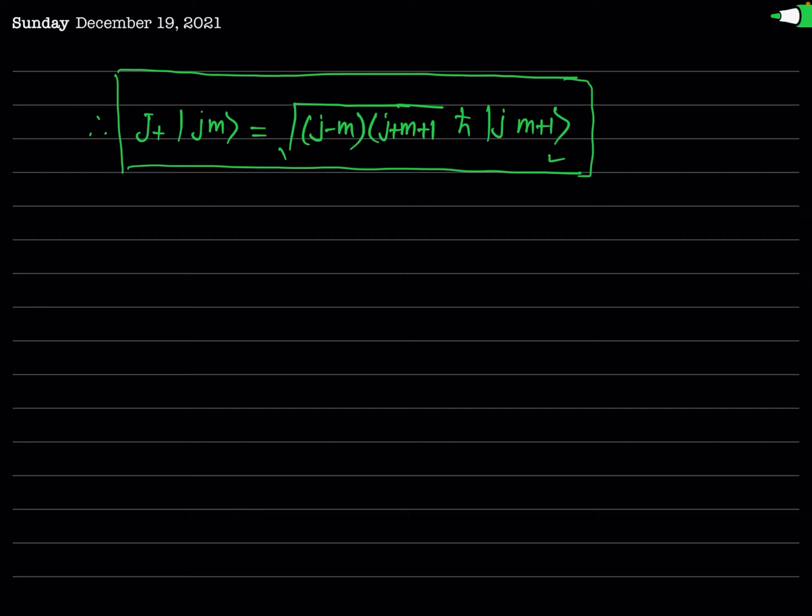So in this discussion you have learned several important facts. First of all, you have seen that J plus ket J m is also an eigenstate of the operators J square and Jz, having the same eigenvalue for J square but a different eigenvalue for Jz. In the case of Jz, the eigenvalue is increased by h bar, and this new state can be expressed like this.